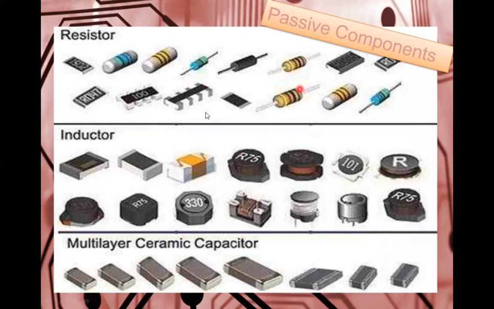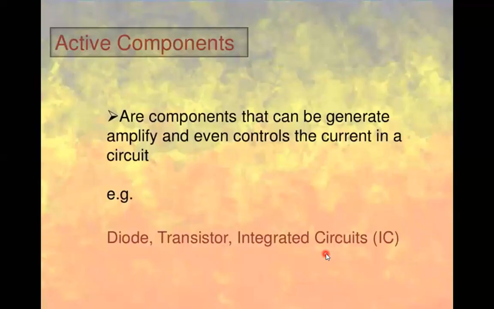These are a few of the resistors. These are inductors, nothing but a coil, and these are a few of the capacitors. All are passive components. Now, what are active components? Components that can generate, amplify, and also control the current in the circuit. So amplification can be done, and components which control the current are called active components.